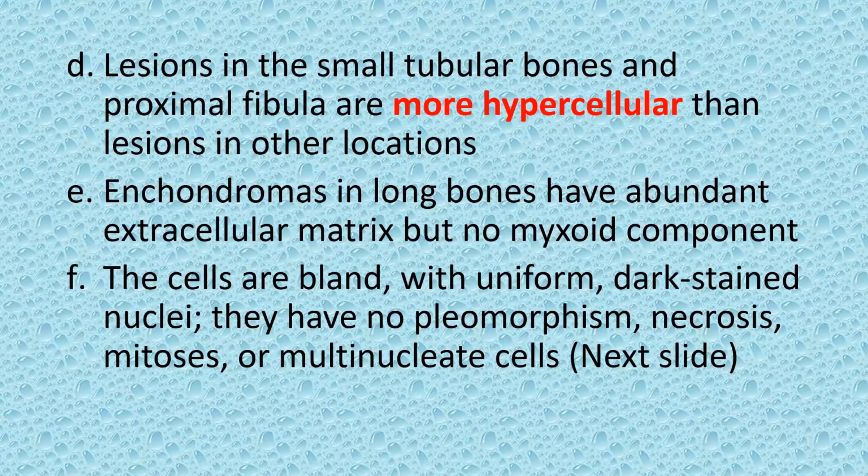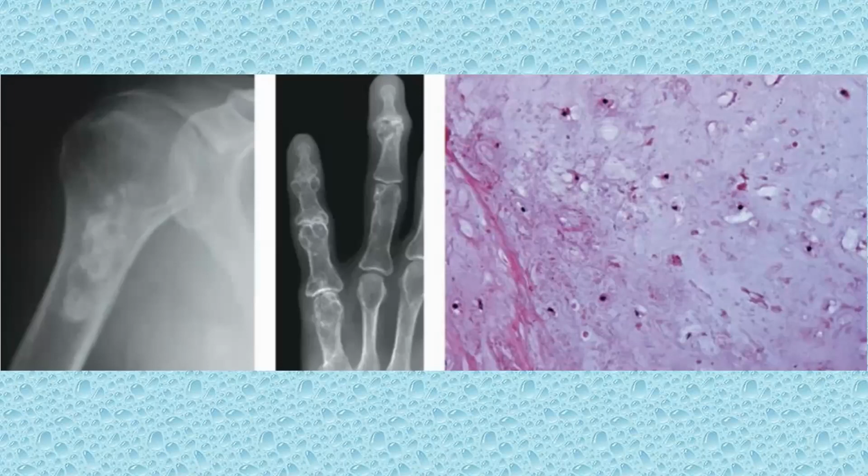Okay? They have no pleomorphism, as I mentioned, neither necrosis, mitosis, or multinucleated cells. Look at this. Never forget this. The nuclei are innocent. It's true that they are a bit hyperchromatic, but there is no mitosis. You see in the lacunae single cells, so you have to keep this in mind.